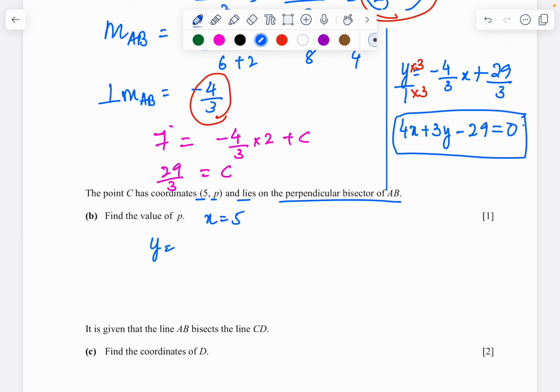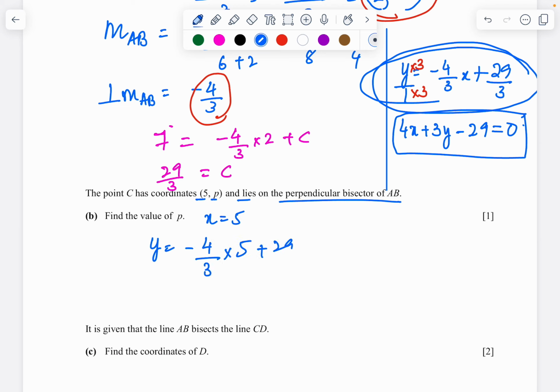So y equal to, basically we can just use the equation which we have in y equal to mx plus c form. So y equal to negative 4 over 3 times 5 plus 29 over 3. So you will get y equal to 3. So the point P equal to 3.